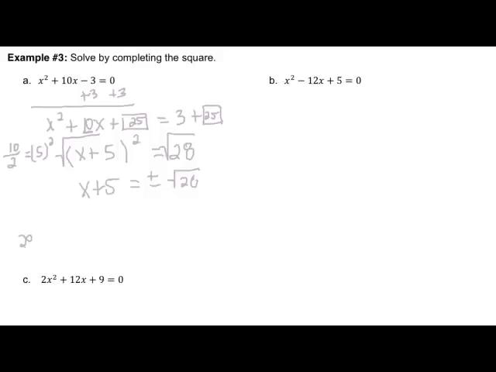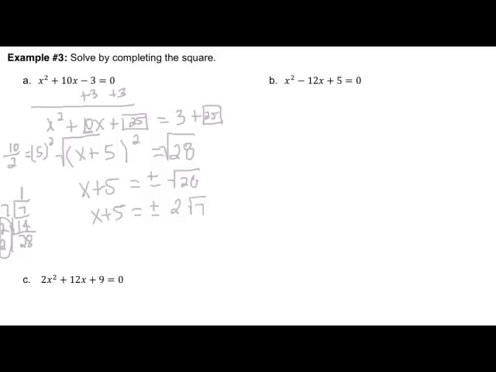So we're going to do our birthday cake method. So 28, I'm going to divide by 2, and that will give me 14. 14 divided by 2 is 7. 7 divided by 7 is 1. So notice we have a group of 2's. So we still have x plus 5, and that equals plus or minus, so 2 on the outside of our radical, and the square root of 7 on the inside of the radical.